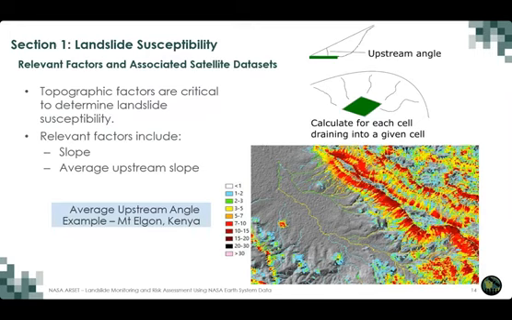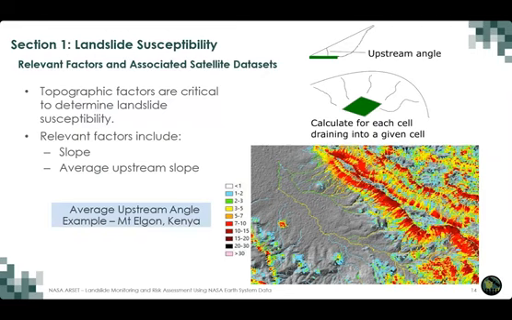More complicated analyses might include things like average upstream slope. We would think about the location of an individual point in a landscape and the areas upstream of that, the places that drain into that location, and the average angle associated with that.